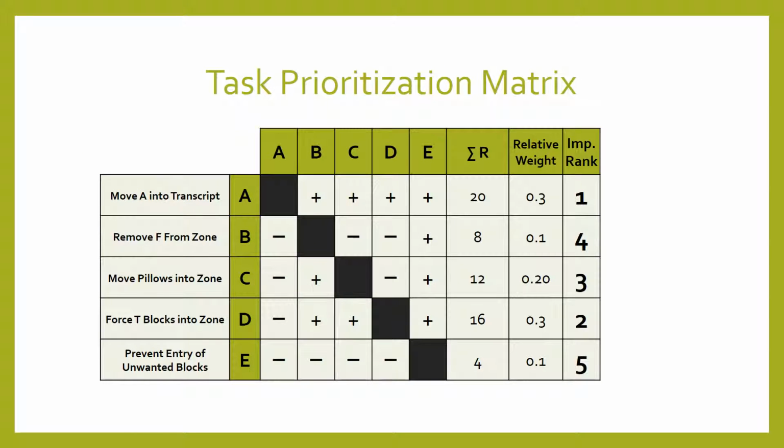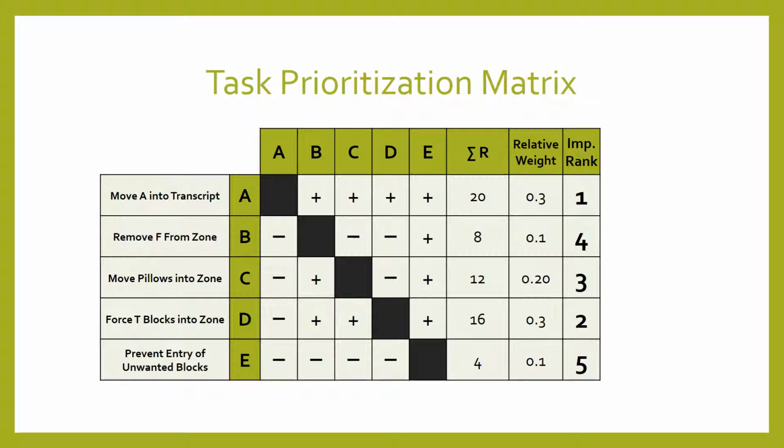We used a prioritization matrix to determine how important each task is compared to each other. In order to maximize points, our final machine needs to be able to move the A into the transcript, remove the F from our zone, move pillows into our zone, and prevent the unwanted entry of other F blocks. There were several important findings from this chart.